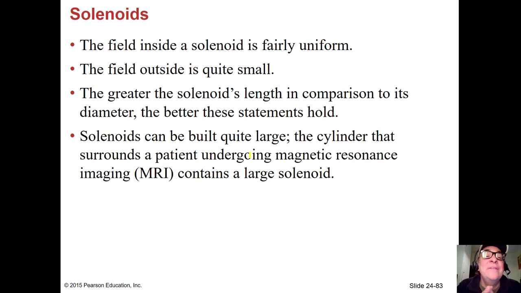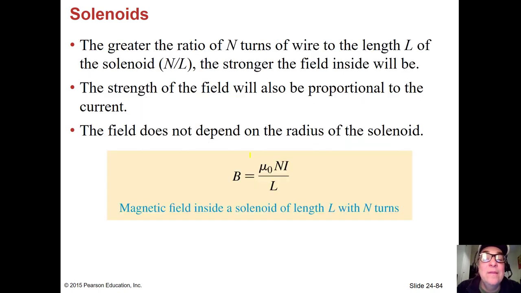Solenoid, the field inside is fairly uniform. The field outside is very small, so we're concerned about the magnetic field inside the solenoid. It can be built quite large, miles and miles of wiring, actually. And here's the formula for the magnetic field inside a solenoid. μ0 N, N is the number of turns, I, divided by the length of the solenoid. So you don't see the radius of the solenoid here. The radius doesn't come into play at all. It's μ0, I, and then times N over L. So N over L is sometimes called the turns ratio, this thing here.